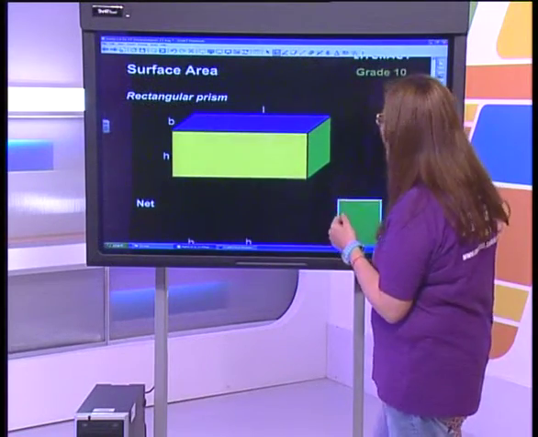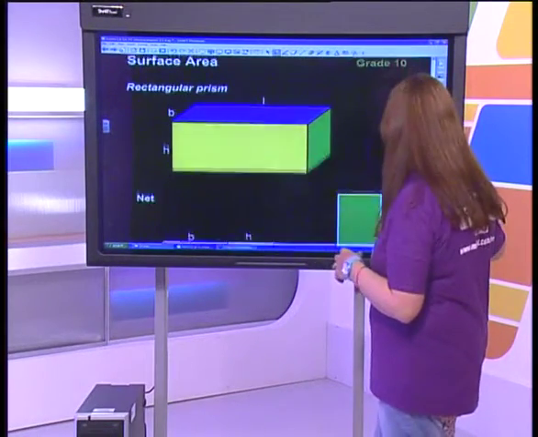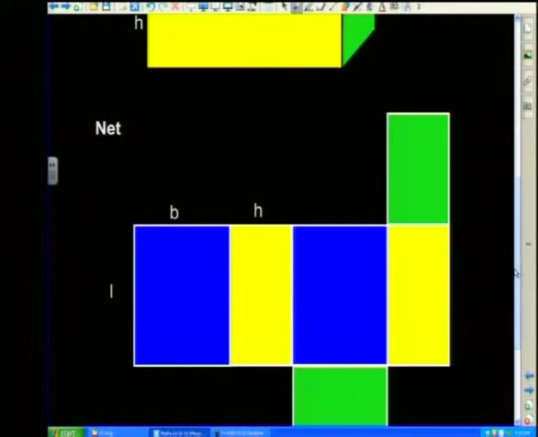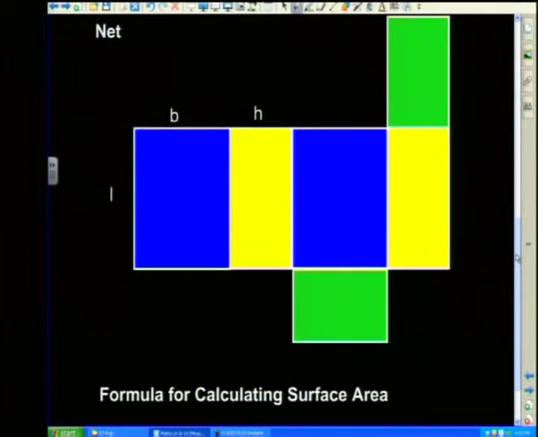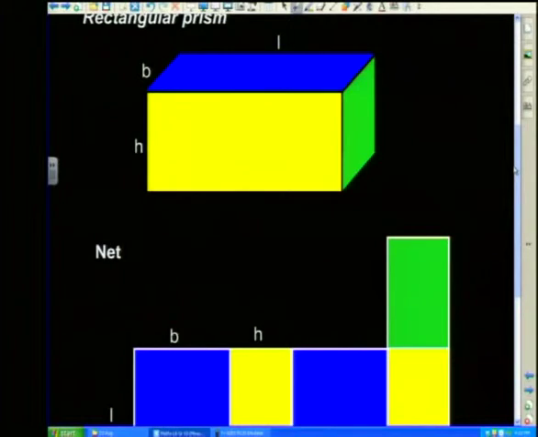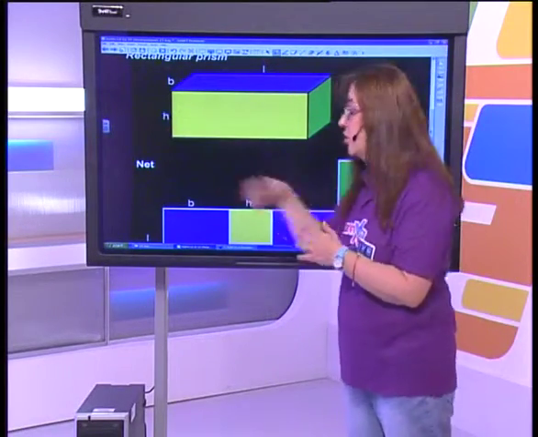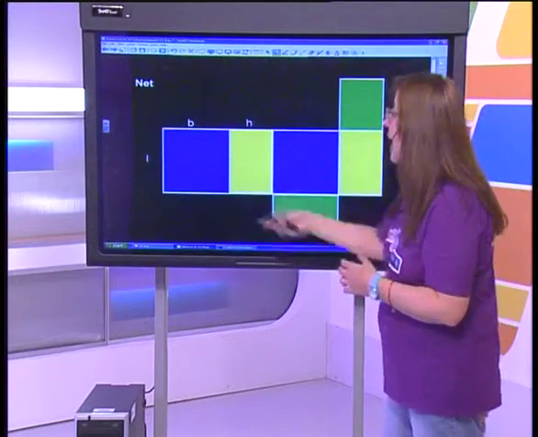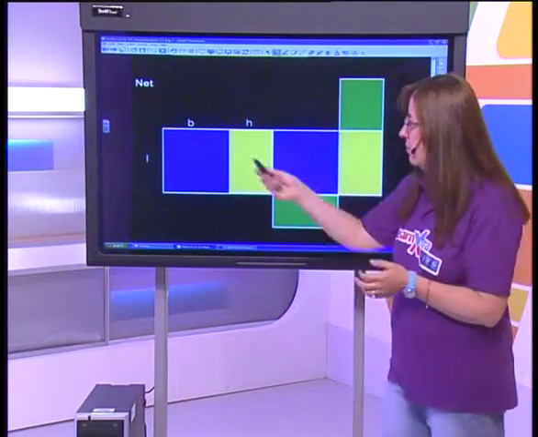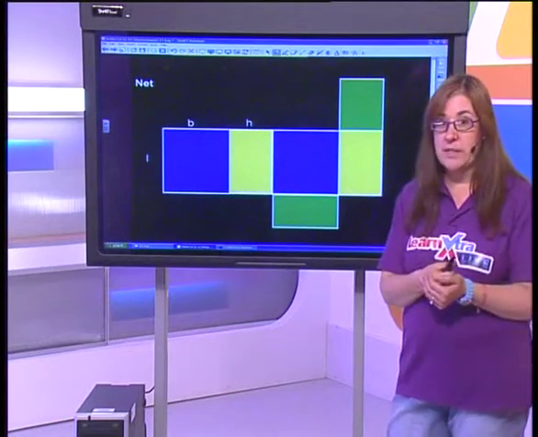What I've done is color-code this shape, and I have drawn a net. If I take this box and break it down into its pieces, you will see what I mean. I have 2 blues, which are the top and the bottom of the shape. Then the yellow is what's facing you and the back of the shape, and the greens are on either side. So in the net, I've got 2 blue rectangles that are the same, 2 yellow ones, and finally 2 green ones.